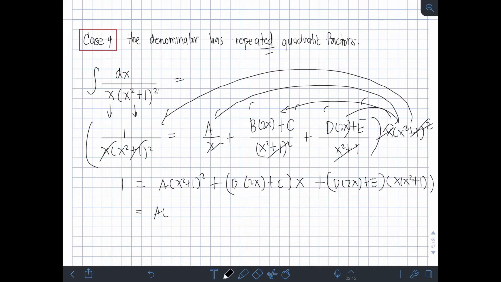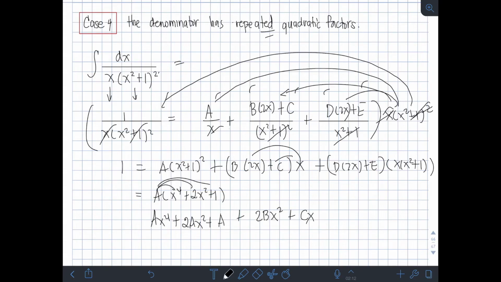So, we have a times square of a binomial, x to the 4th plus 2x squared plus 1. So, distribute ko na si a, magiging ax to the 4th plus 2ax squared plus a. And then dito, we have 2bx plus c. So, distribute ko si x, magiging plus 2bx squared plus cx. And then dito, we have parang 2dx plus e multiplied by, so distribute ko si x dito, x cubed plus x.